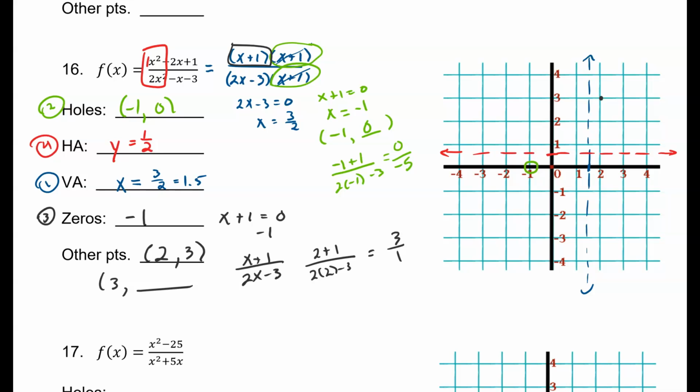Or remember, when you're done, check yourself on a calculator to get a pretty good idea of where it's going. So if I do this again, I could go 3 plus 1 over 2 times 3 minus 3. Plugging it in, I get 4 over 3. So what is our value here? 1 1/3, so it'll be about right here.